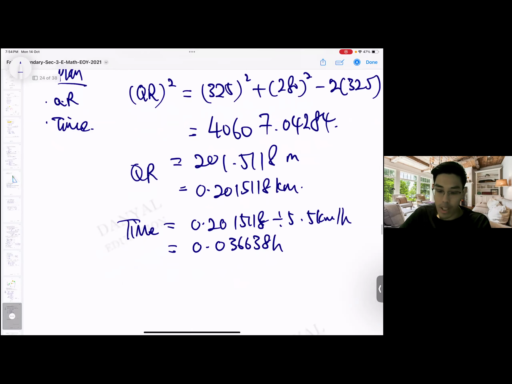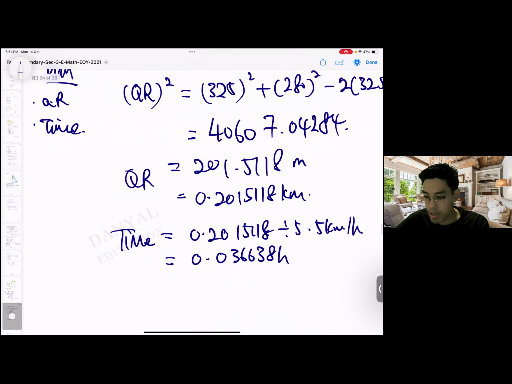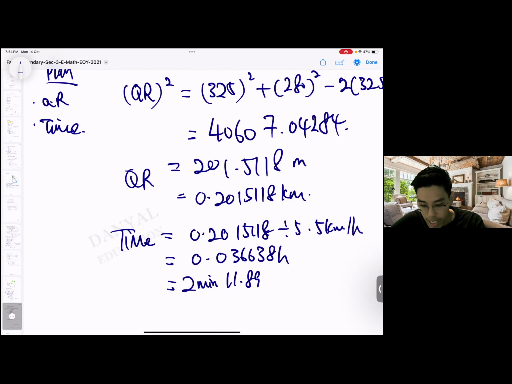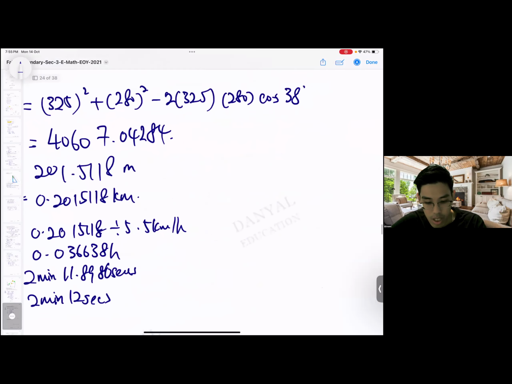From here, what we can do, I take this answer, 0.0366 something, I multiply by 60. That gives me about 2 minutes, equal to 2.1983 minutes. That means the remaining is part of a minute. So I take off 2 minutes from this answer, then I times 60 again. I'll get 2 minutes 11.8986 seconds, which gives me 2 minutes and 12 seconds to the nearest second.